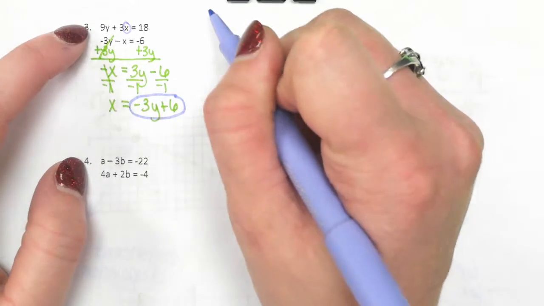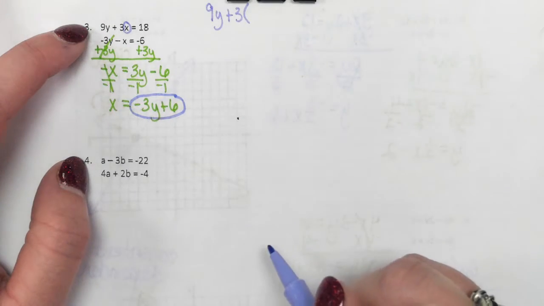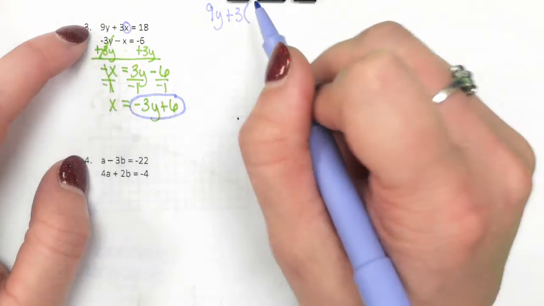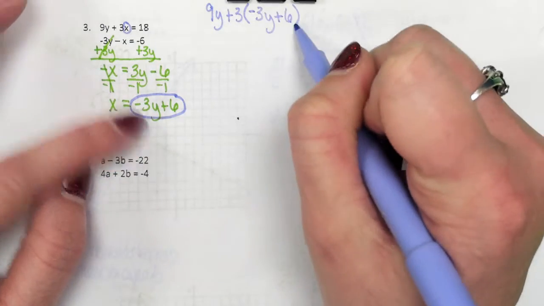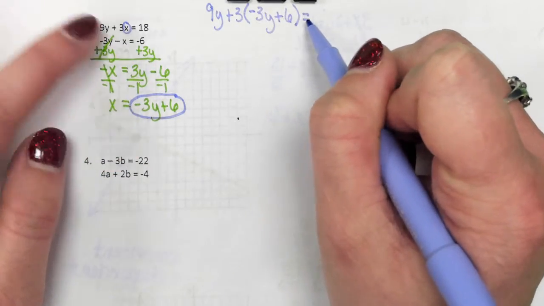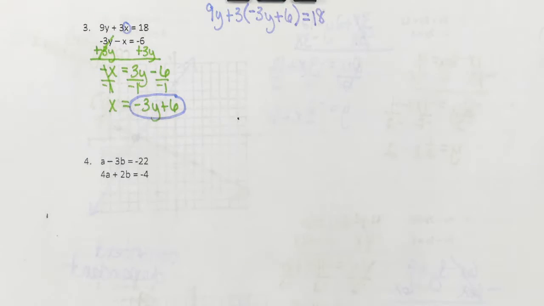All right, so I got 9y plus 3, but I'm not going to put x. I'm going to put negative 3y plus 6, and then it equals 18. All right, then we got to distribute.